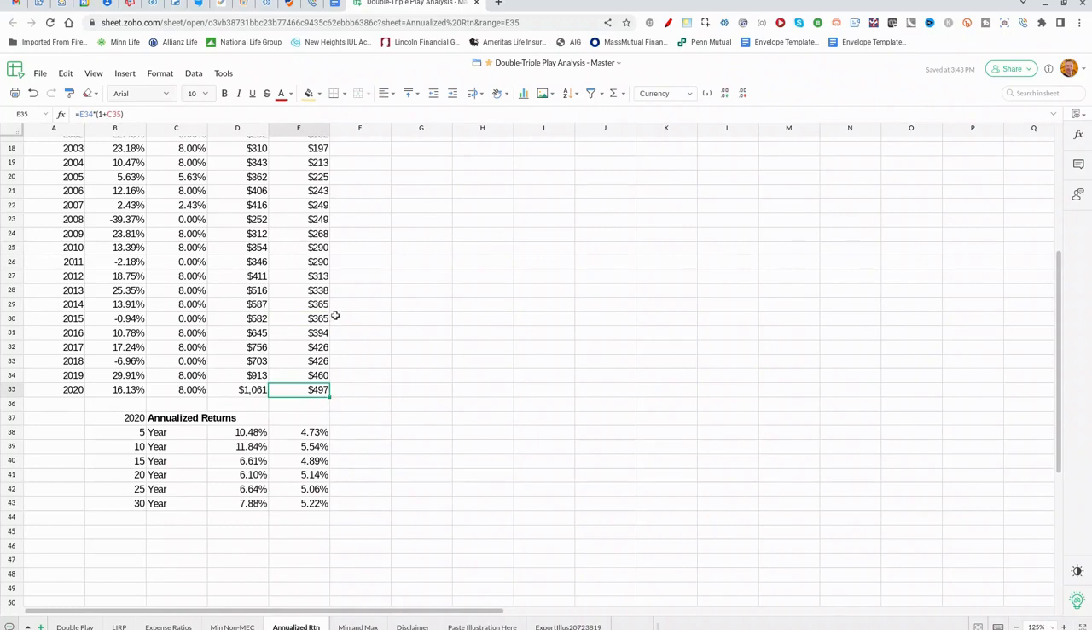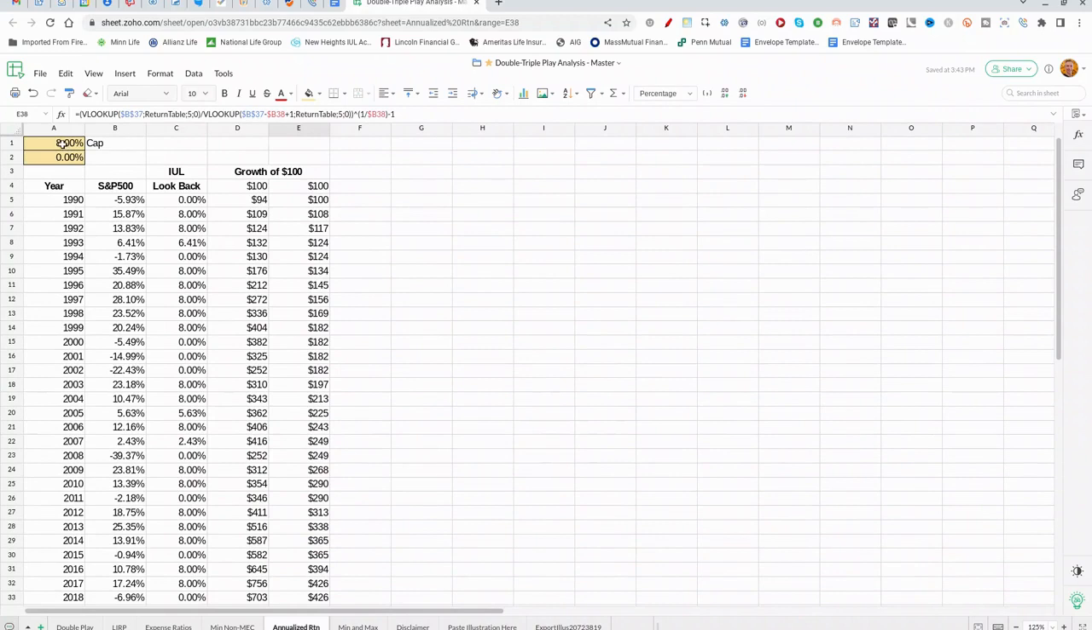And what interest rate would it have taken to get from 365 at the end of the year to 497? And when you do the fancy math, that works out to be 4.73%. Look at 10 years, it's 5.54. 15 years is 4.89. So you get the idea.